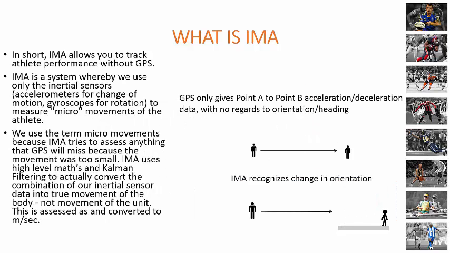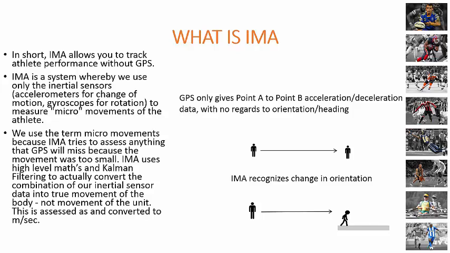So just to take that a step further, IMA allows you to track athlete performance without GPS. Not saying GPS isn't a great benefit to what we provide, because things like speed and distance covered and high intensity running are all incredibly important. However, IMA gives you some micro movement analysis and the ability to look at some other things that GPS can't detect. So we use the inertial sensors again: the accelerometers, which detect change of motion, and gyroscopes, which detect rotation, to measure micro movements of the athlete.